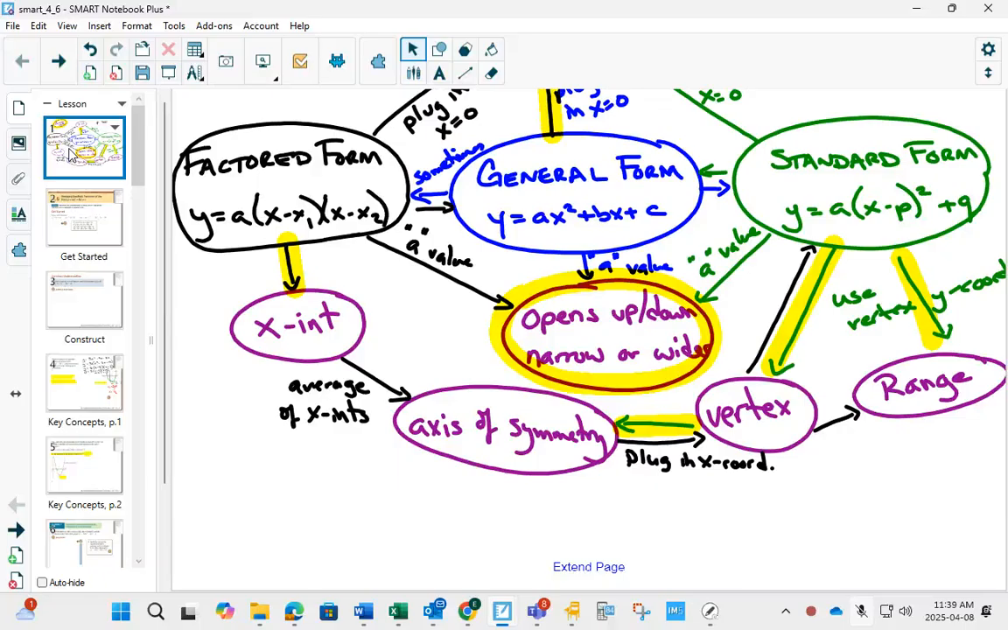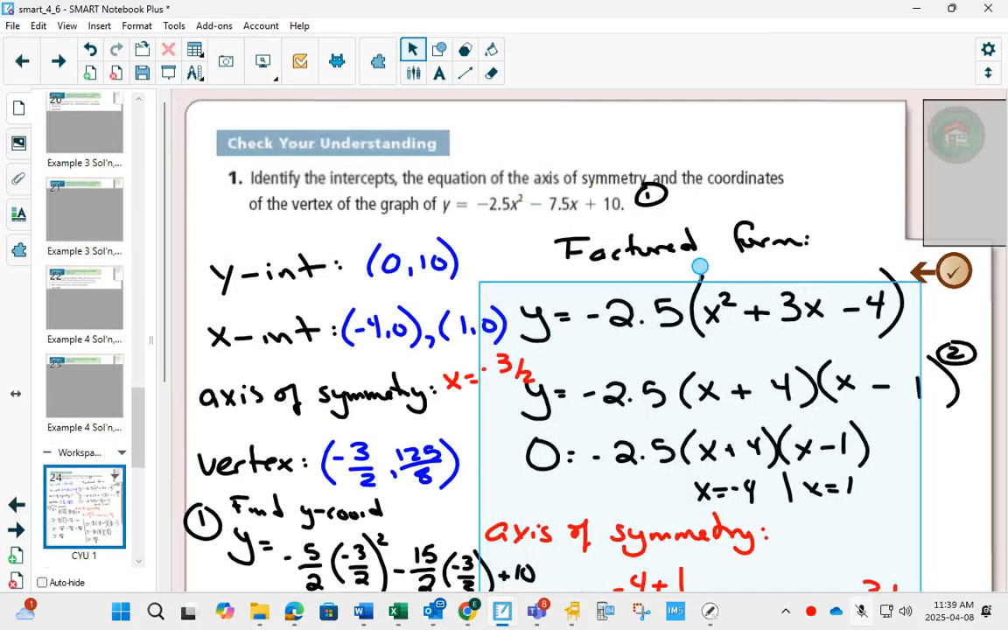Okay, questions for practice for number 1. They are 3, 4, and 5.